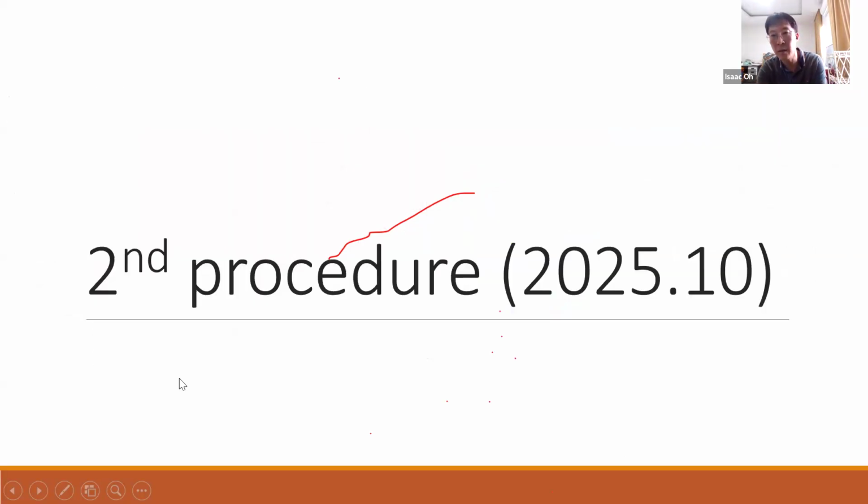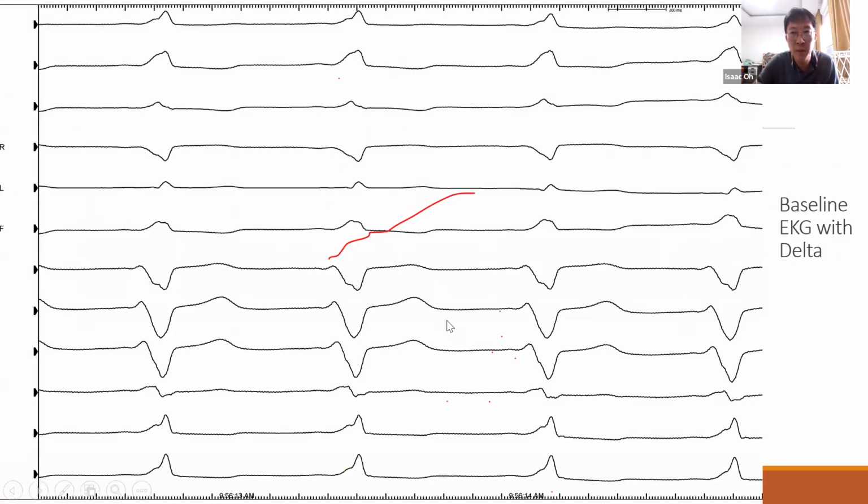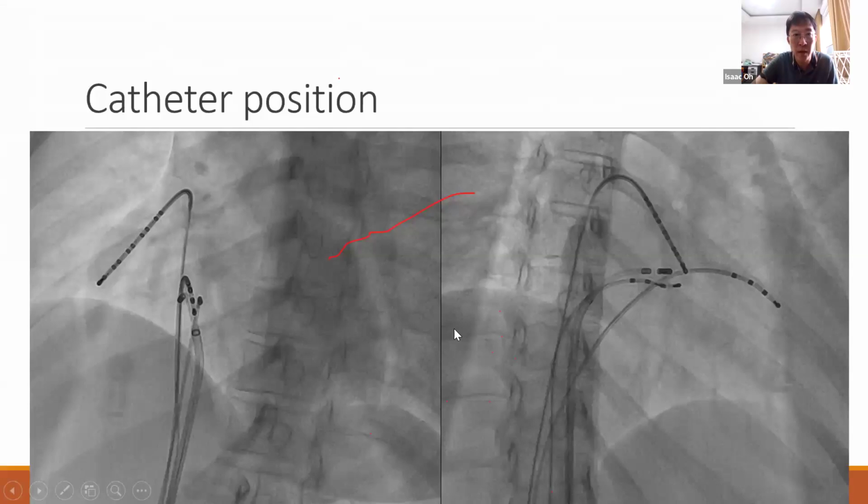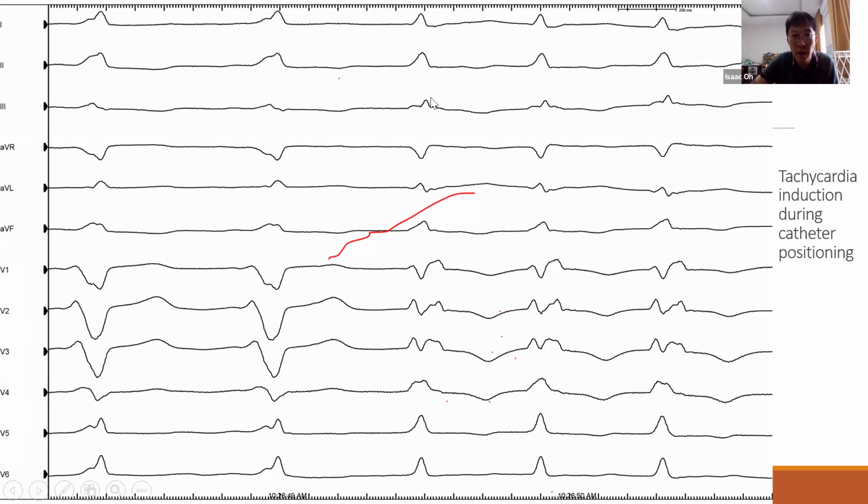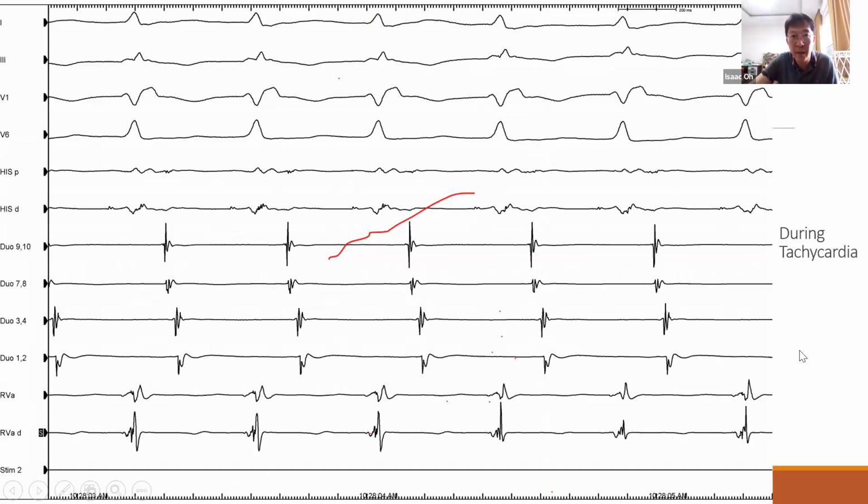Then in October this year, Dr. Huang visited Cambodia, and I thought it would be much better to do the case together with him. This is the baseline delta wave, similar to the previous one. For catheter position, we put the deca catheter in the RA, then the RV, and then the His catheter together. Tachycardia was induced during the catheter positioning, and this is the EGM from the tachycardia.